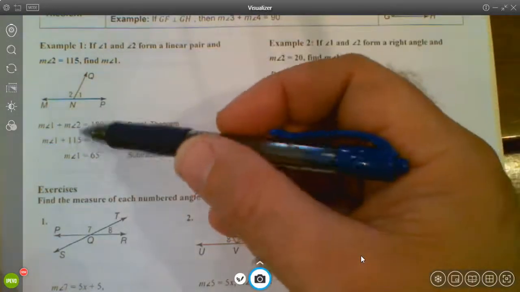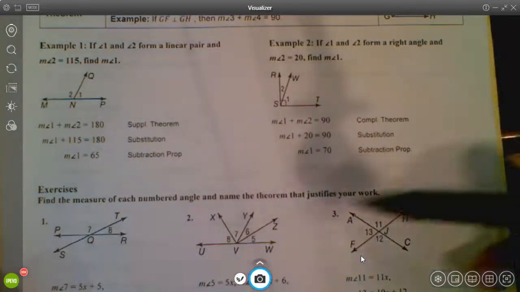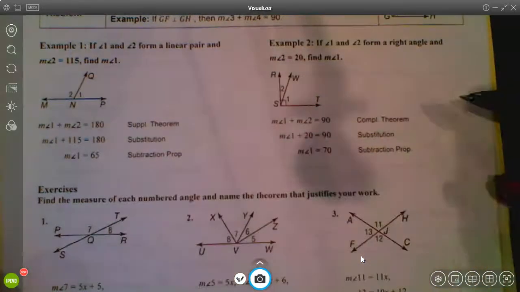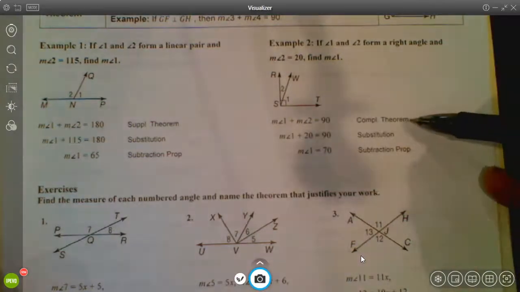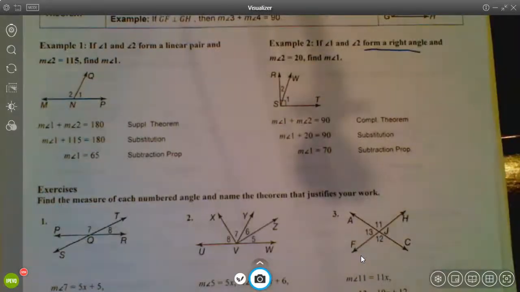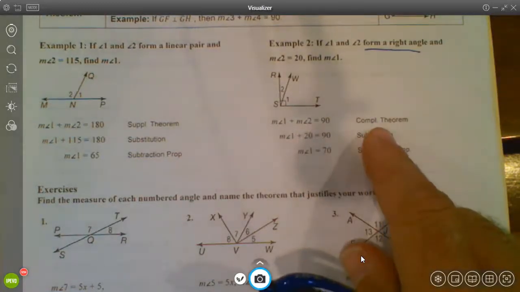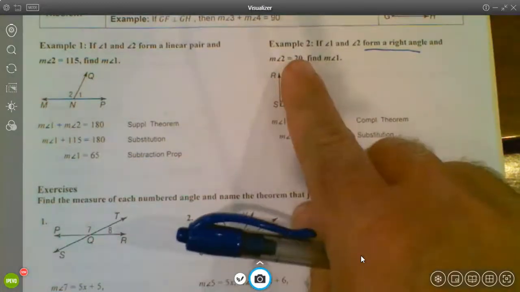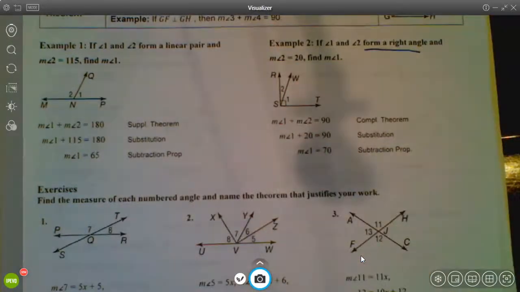From here we can fill in the numbers, right? I know that angle 2 is 115. They told us that right here. So that's being plugged in for angle 2, and then a little algebra, and you figure out that angle 1 is 65. So same thing would be true with your complement theorem. So if you're told that two angles form a right angle, all right, then that would tell you that they add to 90, and that's our complement theorem. We can sub in the information they gave us. It's 20 degrees for angle 2. And then a little algebra, we figure out that angle 1 is 70.